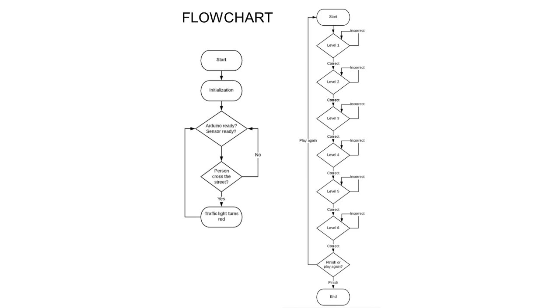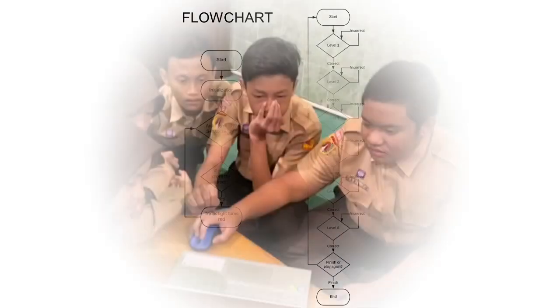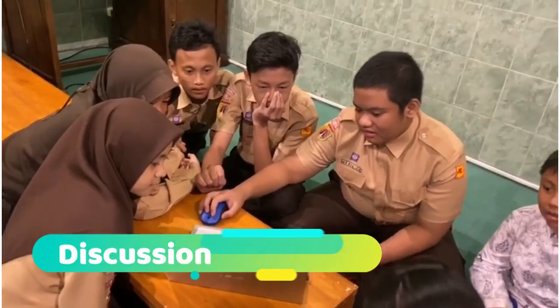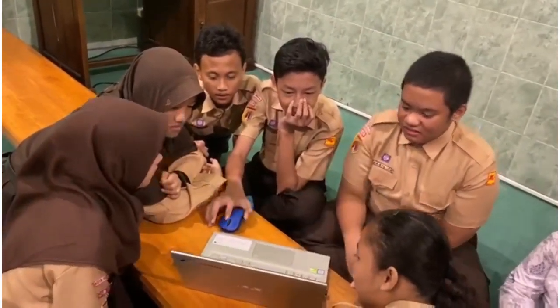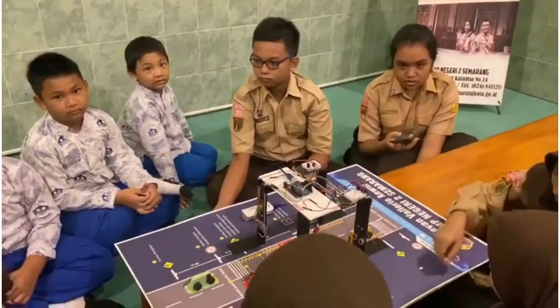The working principle of this tool is, if the sensor detects the presence of someone at the gate location, then the traffic light will turn red for 20 seconds. Furthermore, if no people are detected at the gate, the traffic lights will return to green.